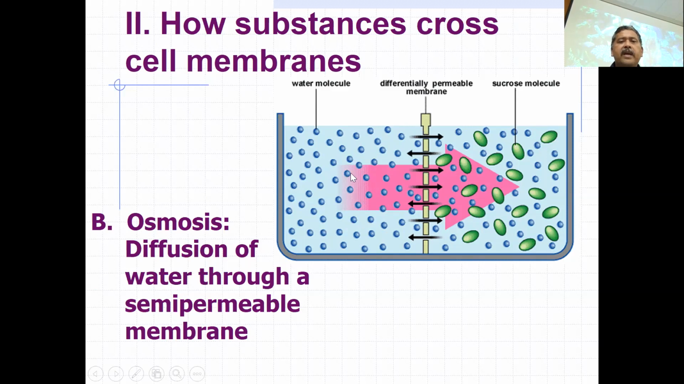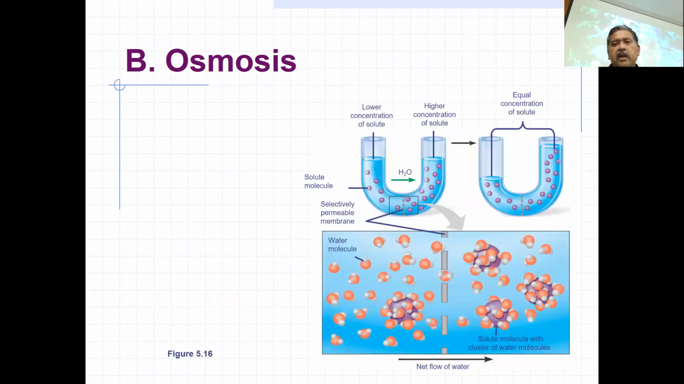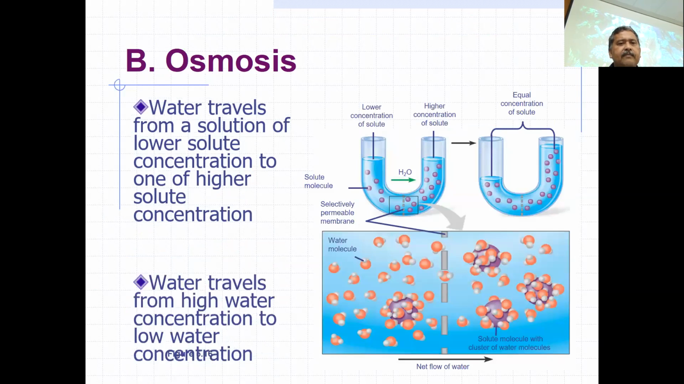That's because the gradient is such that there's 100% water molecules on this side. And it might be 90% water on this side. So the gradient is still 100 to 90. And so the flow goes from highest to lowest. And so that is osmosis. Osmosis is diffusion of water through a semi-permeable membrane.